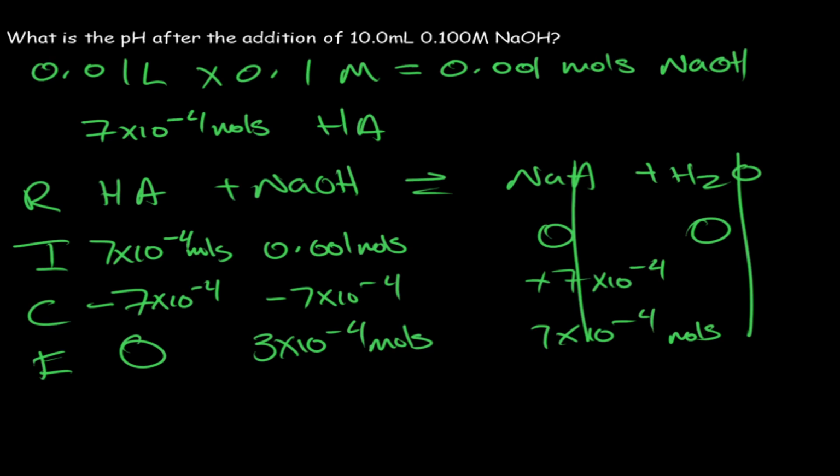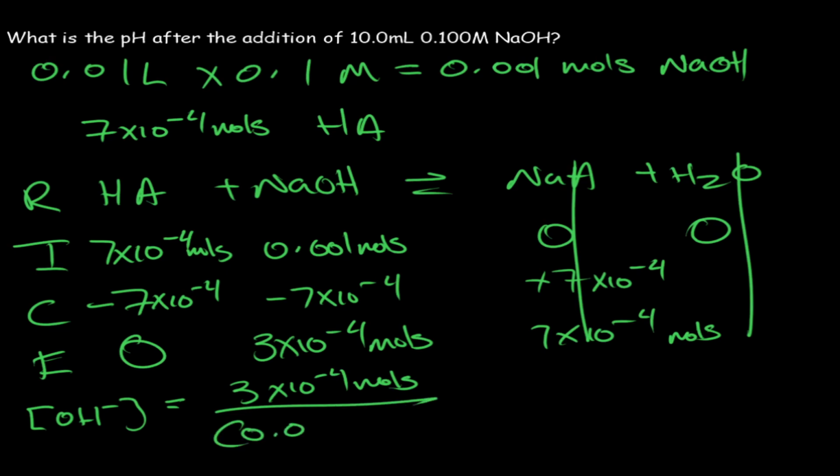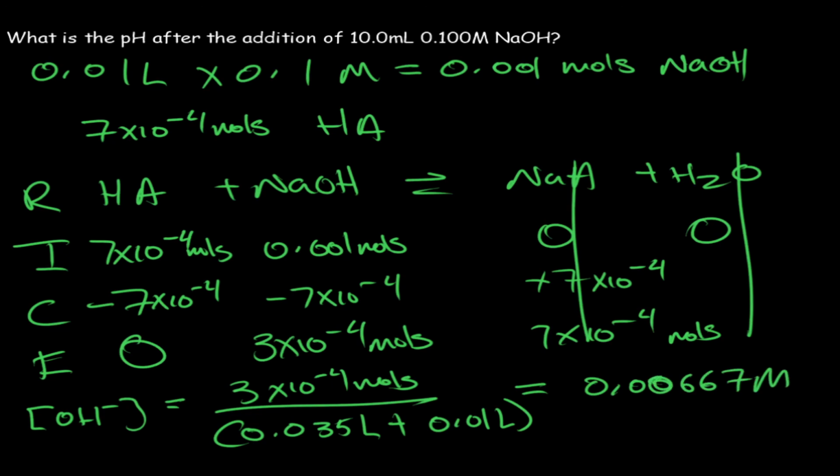So let's calculate the concentration of our sodium hydroxide, and more specifically the hydroxide anion. Again, since it fully dissociates, it's a strong base, we can calculate the concentration of our sodium hydroxide and say that's equal to the concentration of our hydroxide ion. So we have 3 times 10 to the negative 4 moles of hydroxide, and our volume was, well, initially we had 0.035 liters of acetic acid, and we just added 0.01 liters of sodium hydroxide, and that will give us a final concentration of 0.00667 molar of hydroxide.